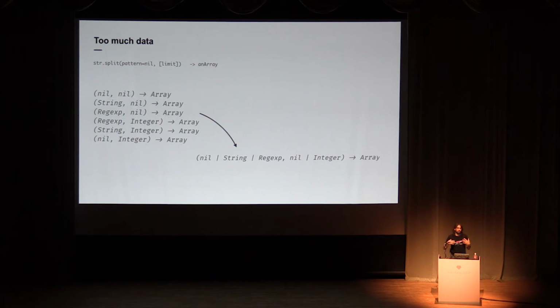If I were doing this manually, I would probably transform these tuples into some kind of contract like the one at the bottom. So actually this might be written in YARV, like param pattern, which accepts nil or string or regex, param limit, which can be of type nil or integer, and return tag type array. But obviously we want to automate this process.